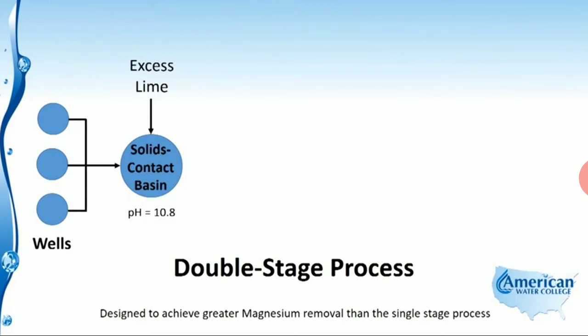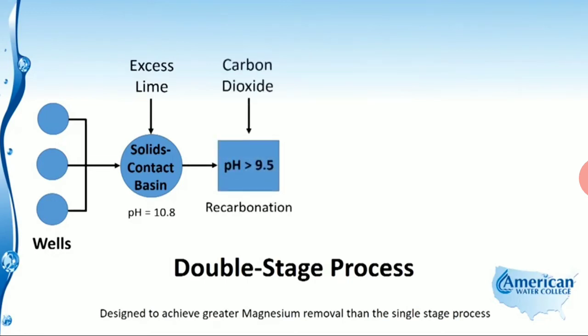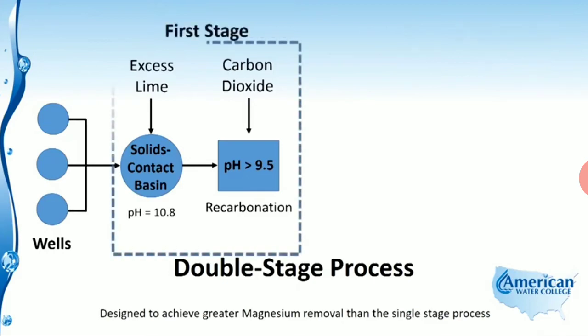After that process, it goes through a recarbonation process where we bring the pH down, but we don't want to lower it below a pH of 9.5 because at 9.4, 9.5, that range is where the calcium begins to precipitate out. So in this first stage, we raise the pH to 10.8, and that's primarily to deal with the magnesium in the water.